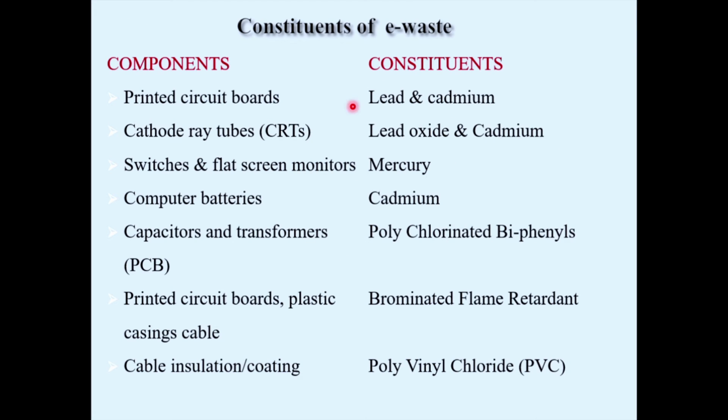In the initial slide we understood that electronic gadgets as such are not hazardous to the environment, but the components present in them render them hazardous to the environment. So here is a list of the components and their constituents. A printed circuit board is manufactured by the electronic industry and used in electronic gadgets. Without it, the electronic gadget will not function at all. The printed circuit board has lead and cadmium.